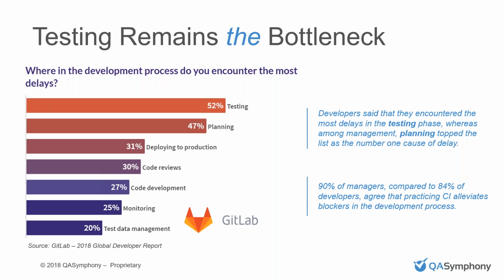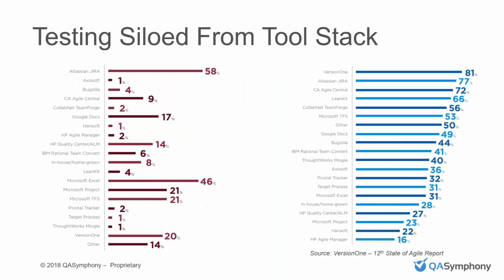That's very important because we're going to talk about what type of testing strategies you can use to make sure your testing coincides with the CI that everyone is really loving these days. The other thing is that testing is usually still siloed from your DevOps or Agile tool stack. This is a report from the Version One 12th State of Agile report, which just came out. I went through it the other day. Really good stuff to take a look at.